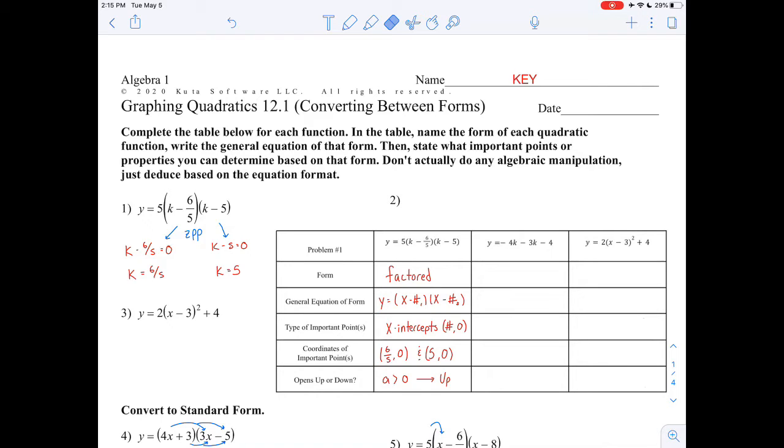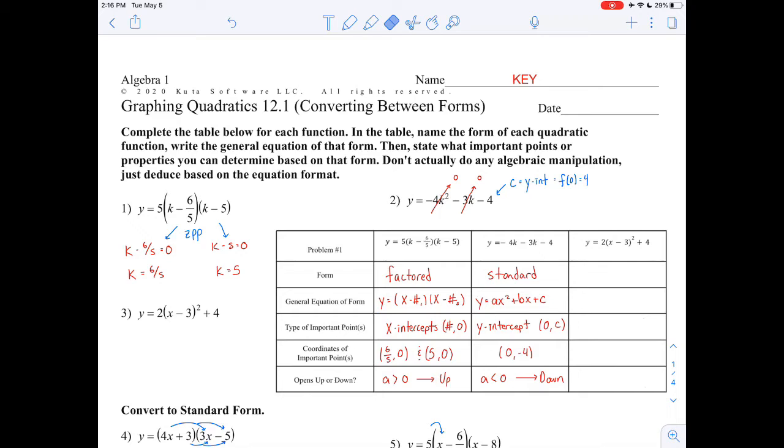For problem 2, we actually have a standard form function shown there, which is probably your most familiar form, y equals ax squared plus bx plus c. And the important point that we can get from this function is the y-intercept, which actually is -4. So it's just the c term, the constant term, when in standard form. The important point coordinates reflected of the y-intercept would be 0, -4. And since this lead coefficient is -4 and below 0, this would open down.